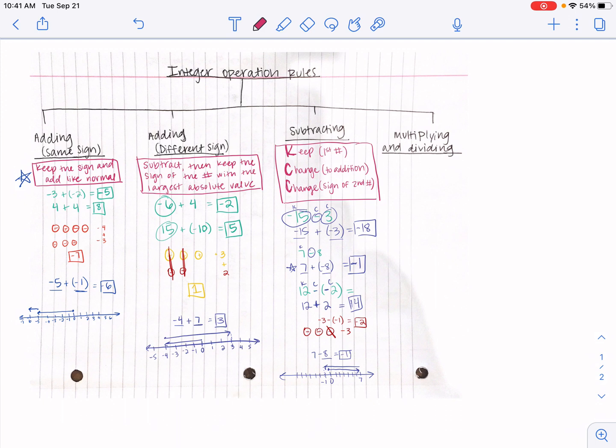And then for subtracting, all we're doing is turning it into an addition problem. The way we do that is keep, change, change. So keep the first number the same, change the operation to addition, and then change the second number to its opposite. So if it was negative, you make it positive, and if it was positive, you make it negative. And then you just have to solve using these two rules, the adding rules.